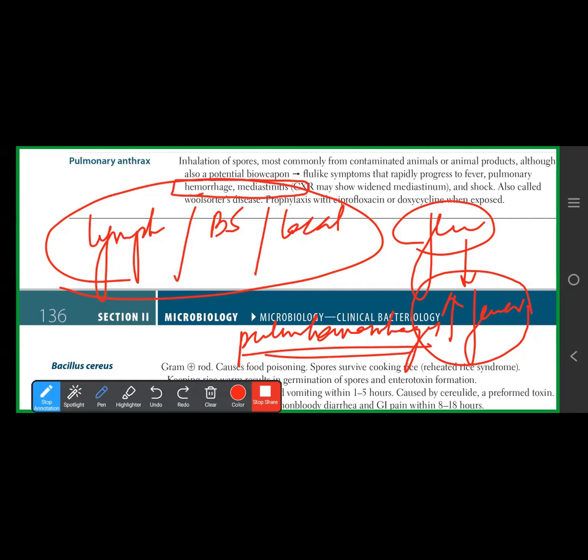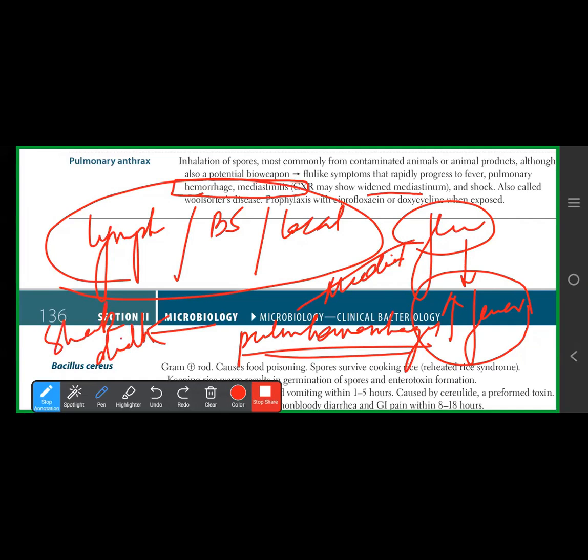So what does that mean? In the X-ray, you can see that as a widened mediastinum, as they have told you here. So now this kind of presentation of fever and flu and pulmonary hemorrhage and mediastinitis, don't you think this can present as a shock? So this can present as a shock and death. That's why it's very, very important.